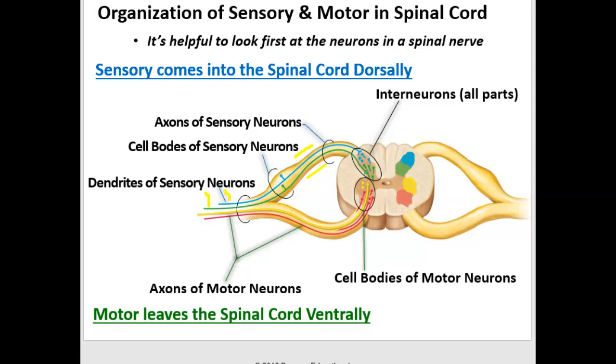Now let's look ventrally a little bit. So in the ventral part of a spinal nerve, we have information leaving the spinal cord, going out the spinal nerve, and to the body.